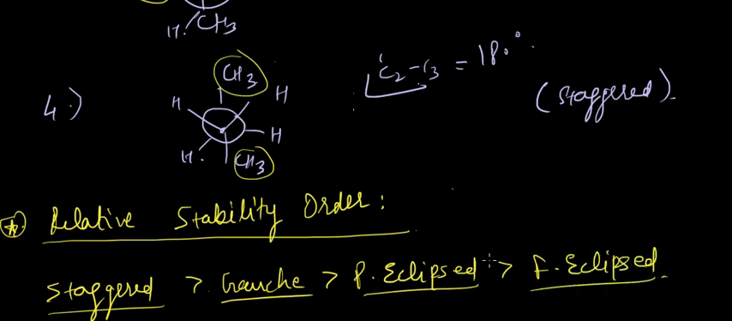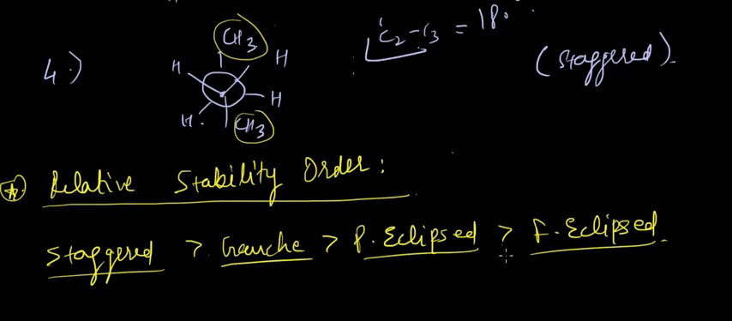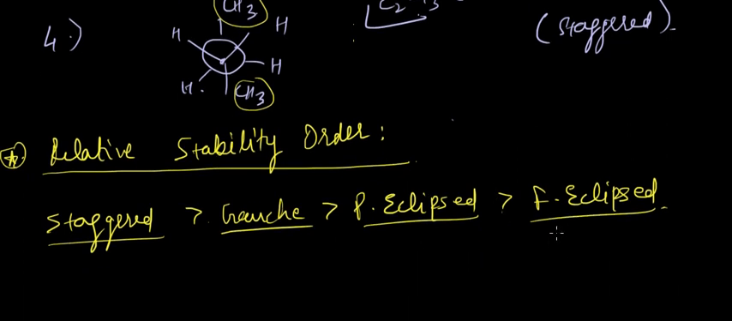Okay, so with this we come to an end of this lecture. In the next lecture we'll be comparing all these conformational structures on a graph, and we'll look into some more things like dihedral angle, rotational barriers, and things like that. So till then, good luck and goodbye.